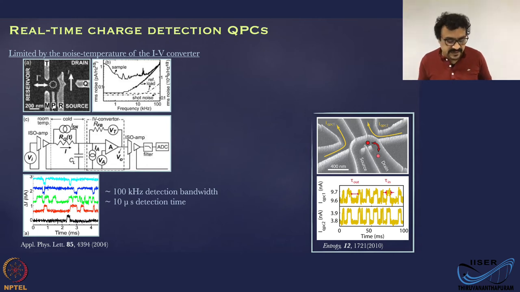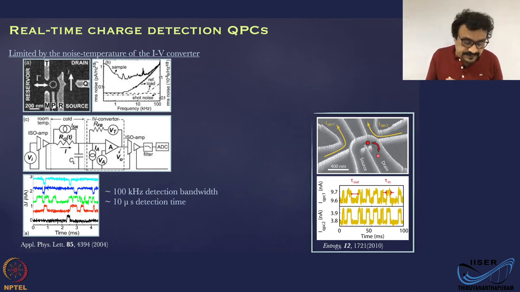One of the first attempts to detect the real-time dynamics of electrons in confined systems such as quantum dots happened in the early 2000s, where you have a quantum point contact and there is a quantum dot here. This quantum dot can get charged or discharged, or the electron can tunnel in or out into the reservoir from the quantum dot. And you have a nearby quantum point contact channel, and the current can show a random telegraphic signal. But now the time scales in this case are much, much faster than the ones we discussed in the previous slide.